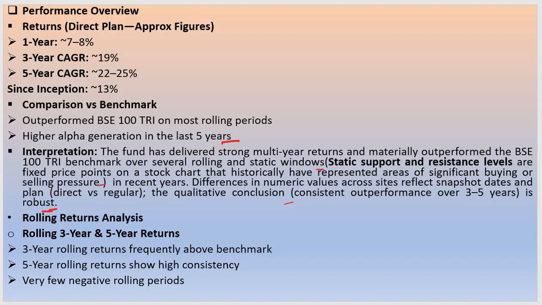Now, rolling return analysis. Rolling 3 year and 5 year returns. 3-year rolling returns are frequently above benchmarks. 5-year rolling returns show high consistency, with very few negative rolling periods. Rolling returns analysis removes time period bias. Nippon India Large Cap demonstrates stability and consistency, a hallmark of quality large cap funds.